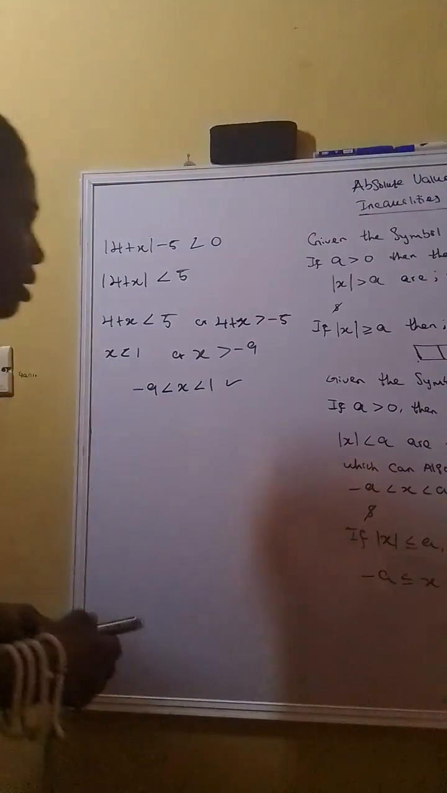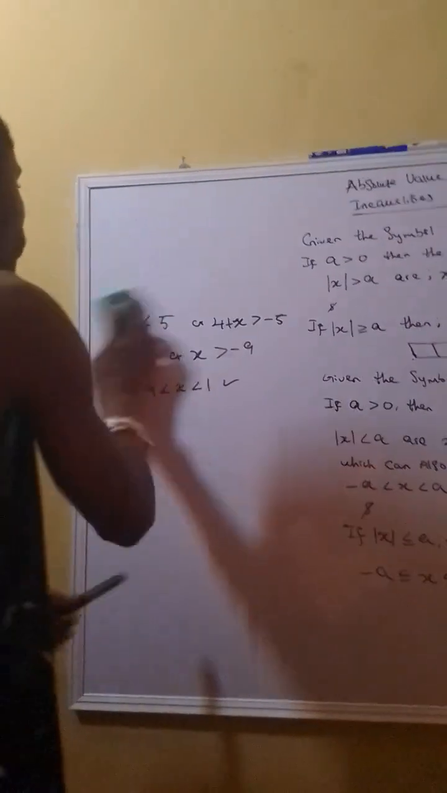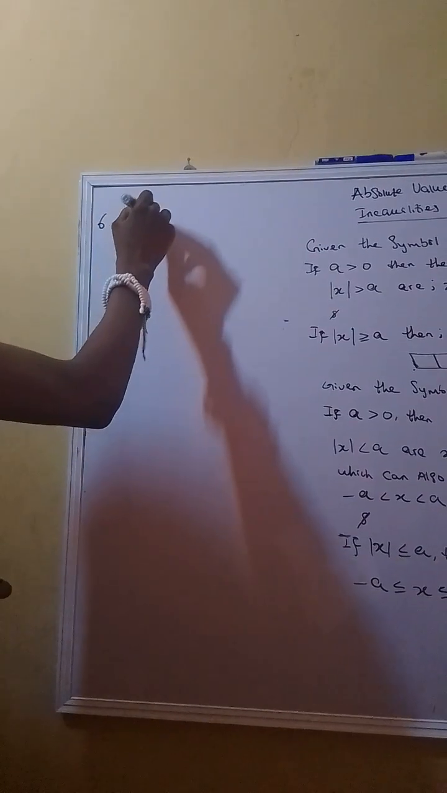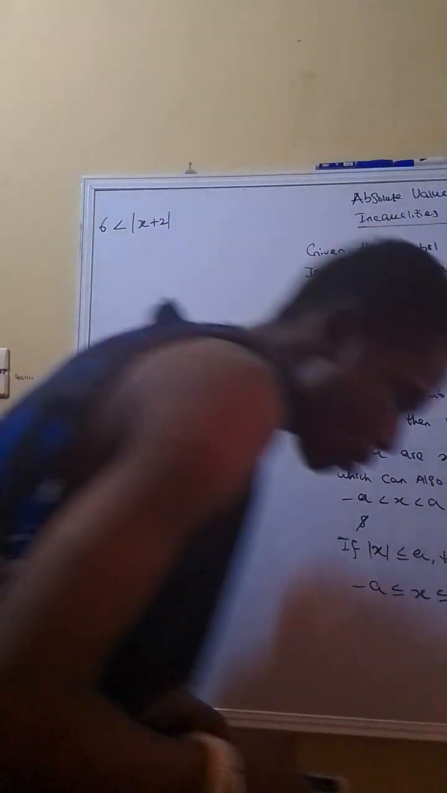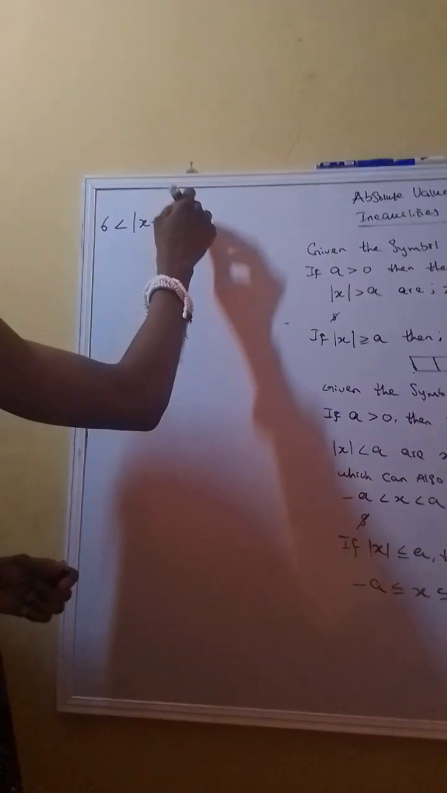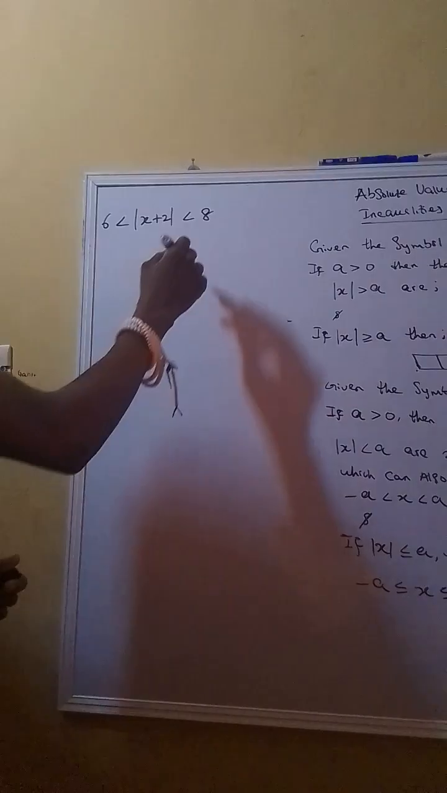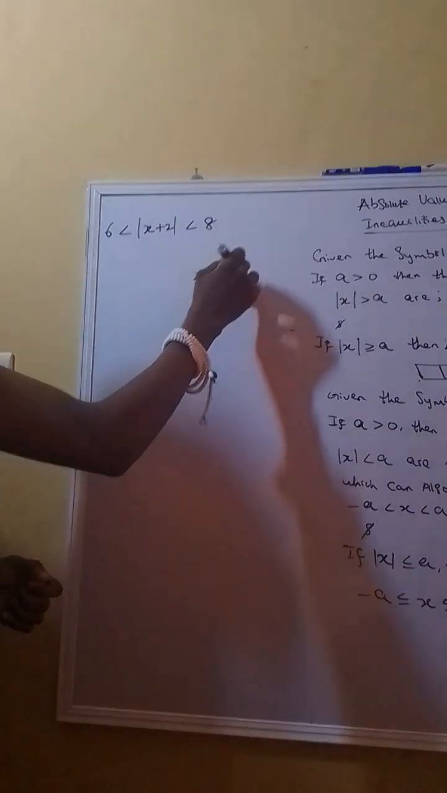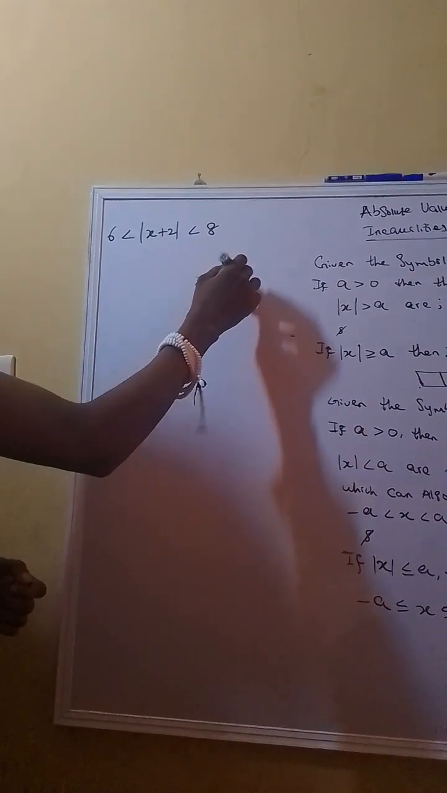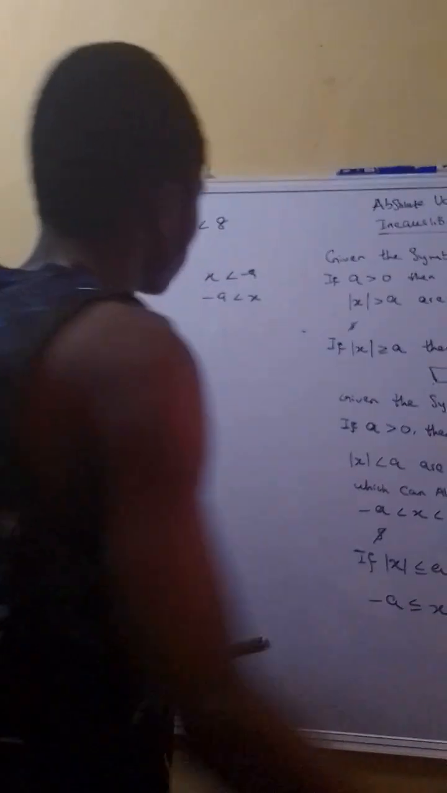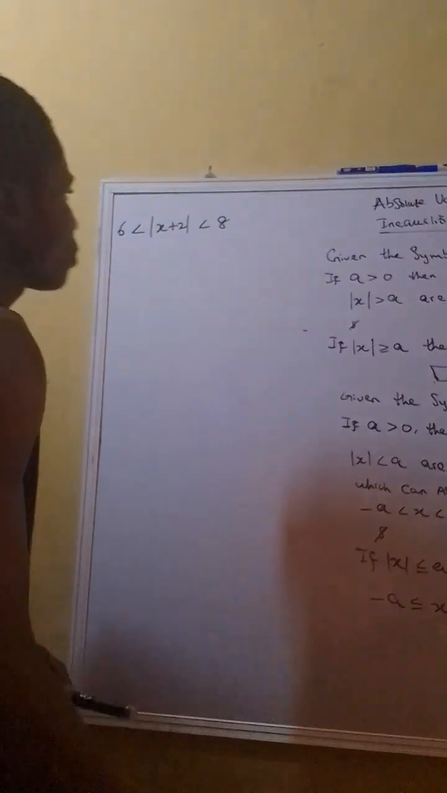Let's see, what else do we have here? Okay, this is a good example. It says you've been given 6 less than the absolute value of x plus 2 and also less than 8. If you could remember vividly, I told you that if x is less than 9, minus 9, let me just say it that way, I think you can easily say minus 9 is less than x. So the same thing we are using here.